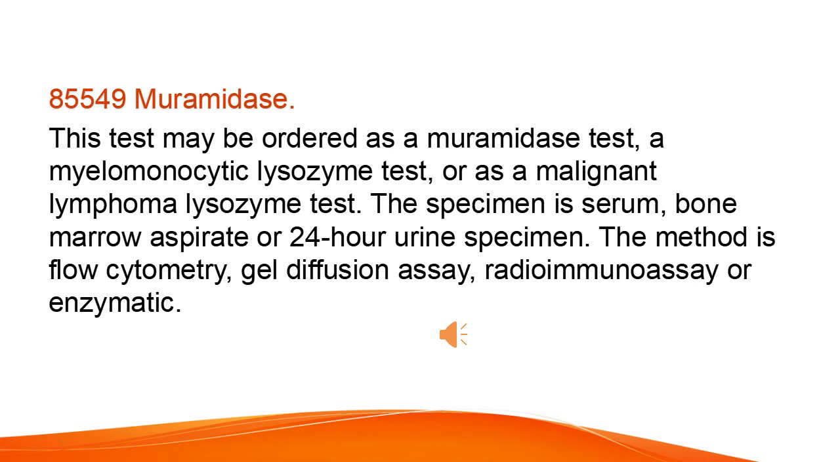Muramidase. This test may be ordered as a muramidase test, a myelomonocytic lysozyme test, or as a malignant lymphoma lysozyme test. The specimen is serum, bone marrow aspirate or 24-hour urine specimen. The method is flow cytometry, gel diffusion assay, radioimmunoassay, or enzymatic.